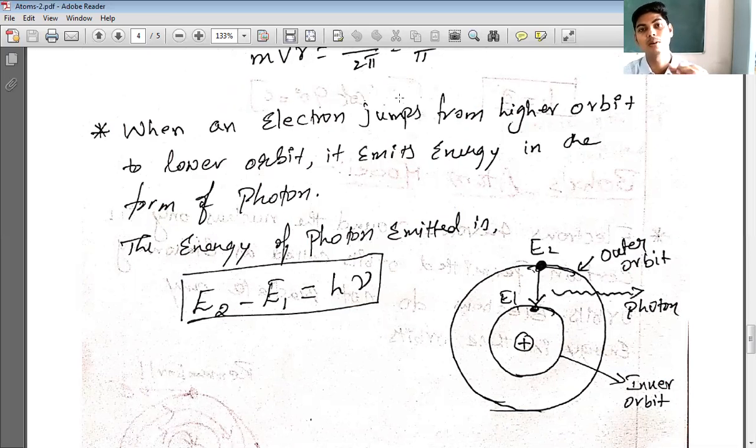Then when does the electron emit energy? Bohr tells us. An electron emits energy only when it makes transition from a higher orbit to a lower orbit.